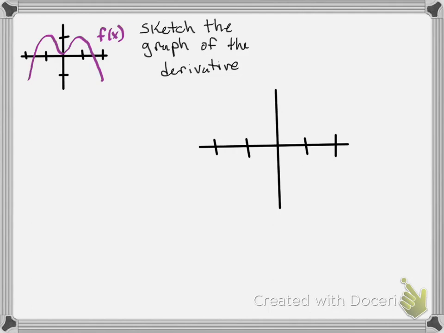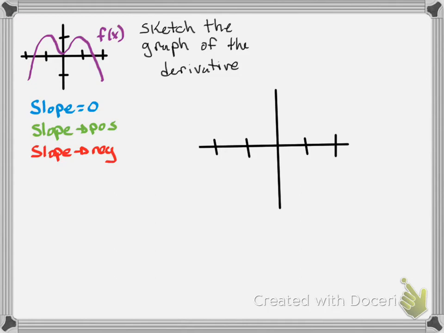So what I need to do is look at three different things. The first thing is, when is the slope equal to 0? That's going to help me get some coordinates on this graph. Next, I need to figure out when the slope is positive. That'll tell me when my values should be above the x-axis. And then finally, I need to figure out when the slope is negative. That will tell me when my values should be below the x-axis.